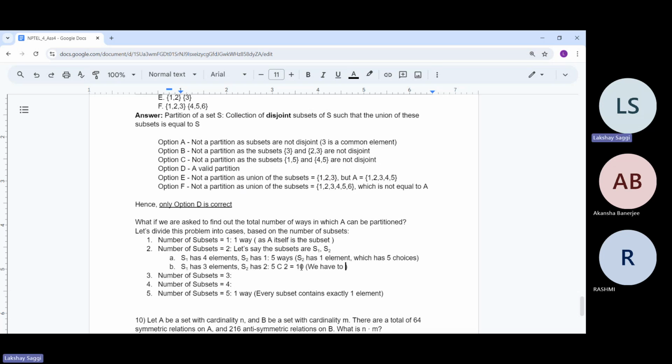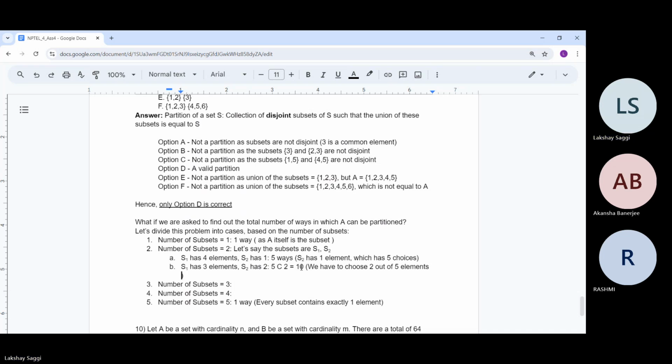We have to choose 2 out of 5 elements for S2. So something like this will be the case here. We'll have 10 ways here. So this case is handled, where the number of subsets is 2.